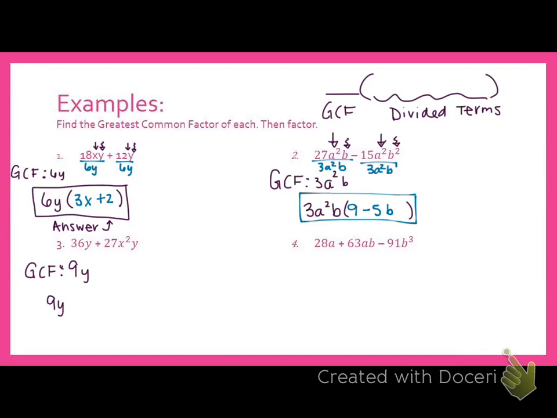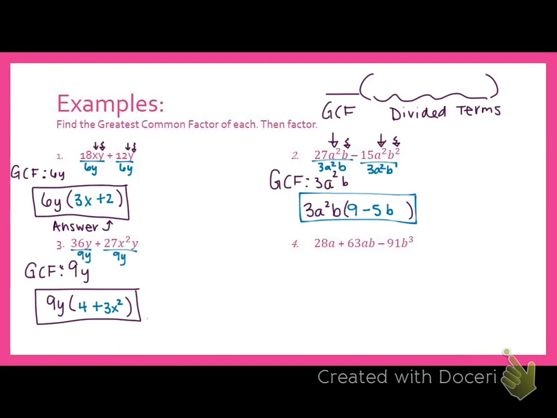Okay, Justin, you're going to help me with the inside part. So I'm dividing by 9y. So 36y divided by 9y is? 4. Y divided by y is 1, so that doesn't have anything there. Okay, what's 27x squared y divided by 9y? 3x squared, yes, because it doesn't have anything it's dividing. Any y's? No, because y divided by y is 1. So that is our final answer.